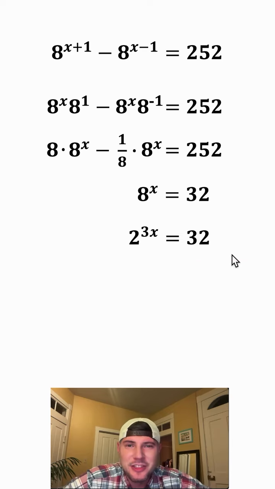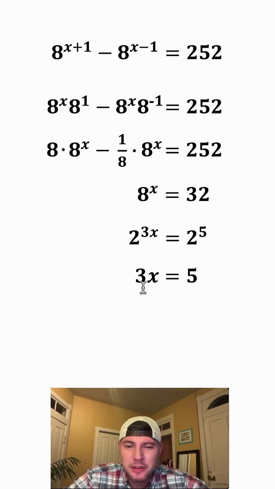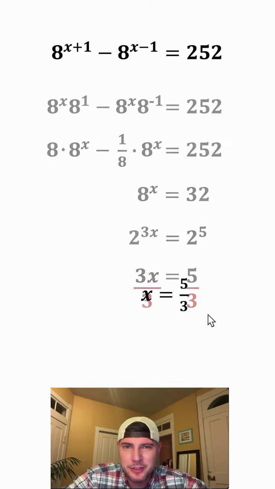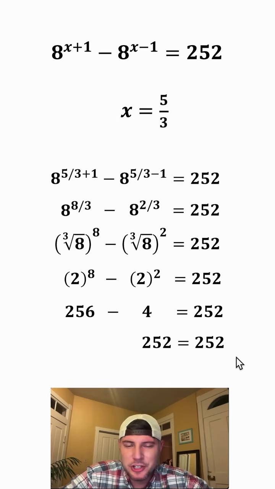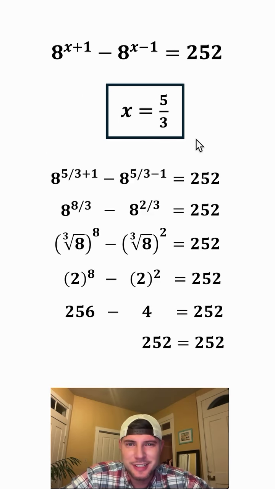And on the right hand side, 32 is the same thing as 2 to the 5th power. So now we have 2 to the power of 3x equals 2 to the power of 5. This will only be true if 3x is equal to 5. Next, we can divide both sides by 3, and we end up with x is equal to 5/3. And this is the work showing it's a valid solution. Let's put a box around it. How exciting.